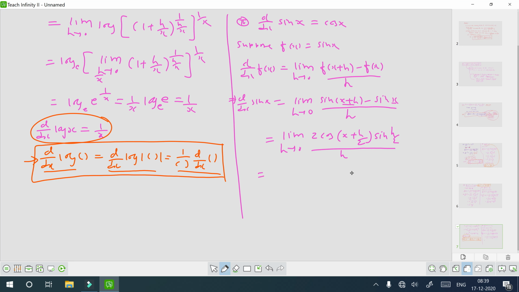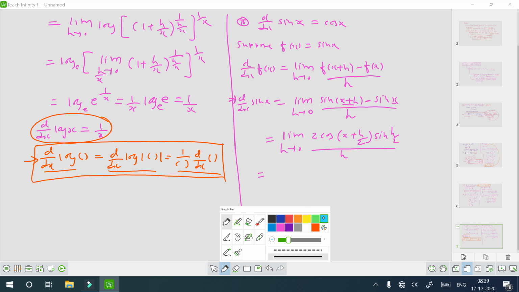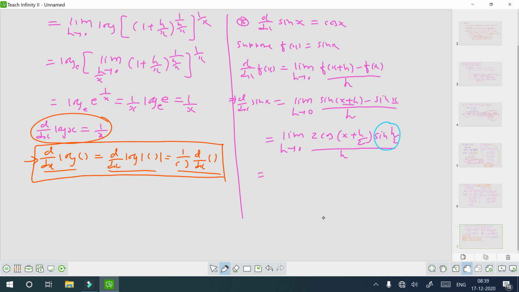Now see, sin h by 2 is there, over we need h by 2. Yes, take 2 here, give limit to the remaining part. Here limit h tends to 0 of cos(x plus h by 2). Put the limit. Here you get cos x, and this limit is 1. So answer comes out cos x. Yes or no? Yes.